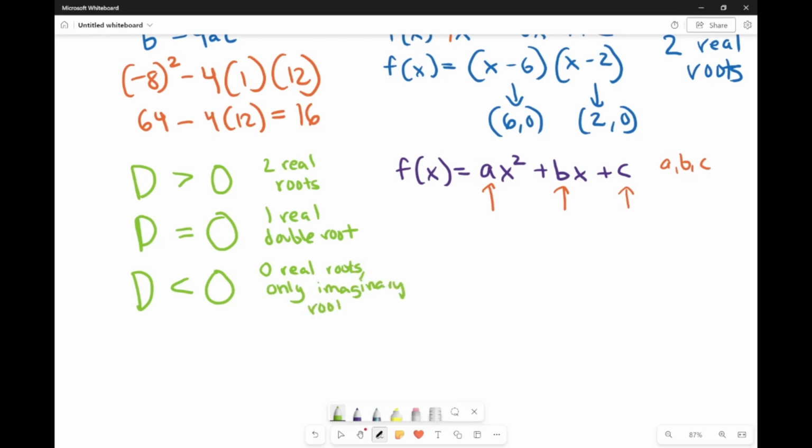roots. And if you don't know what real roots or imaginary roots are, I would highly suggest you watch a video about the number system. It is amazing how our numbers work. So please, please, please check that out.